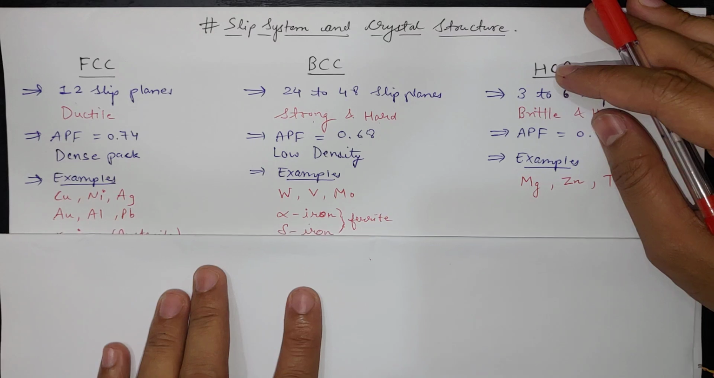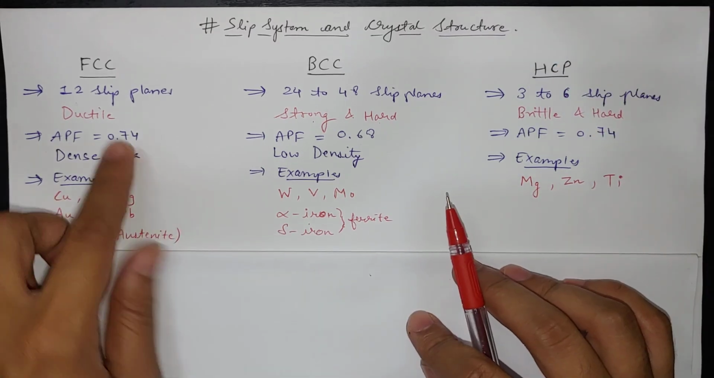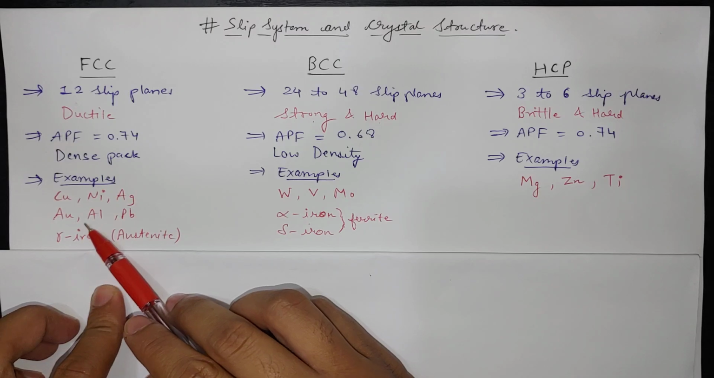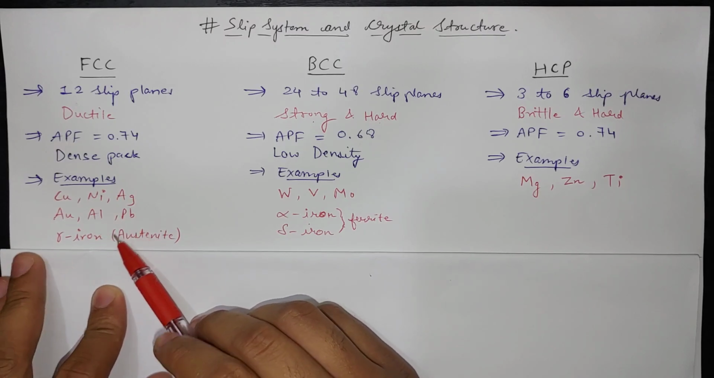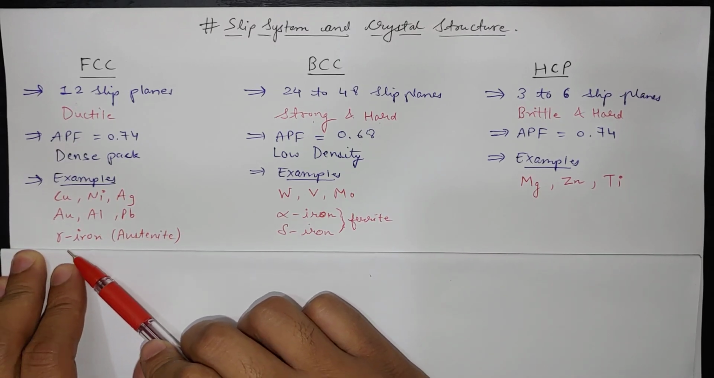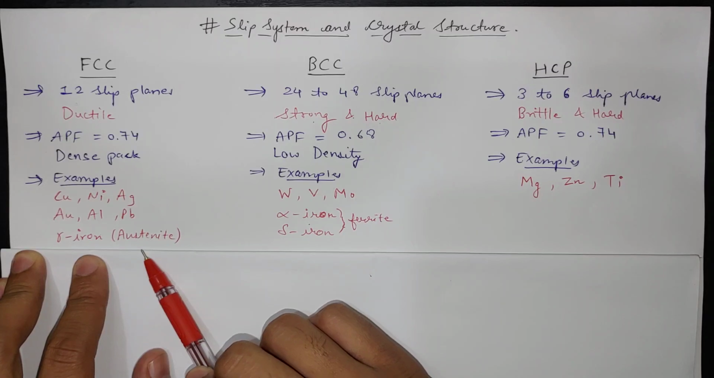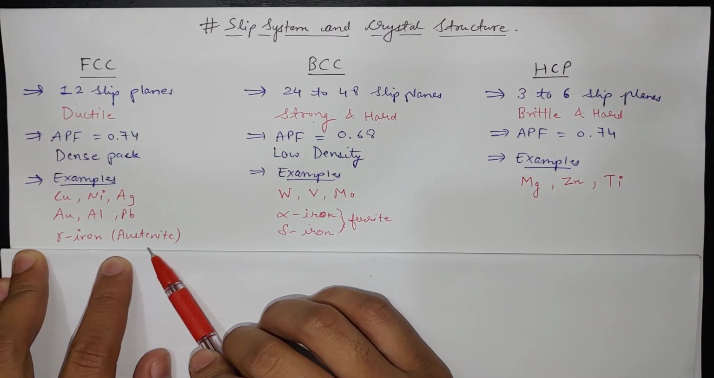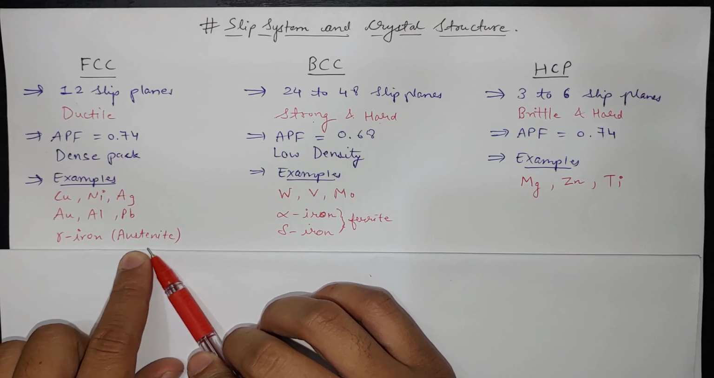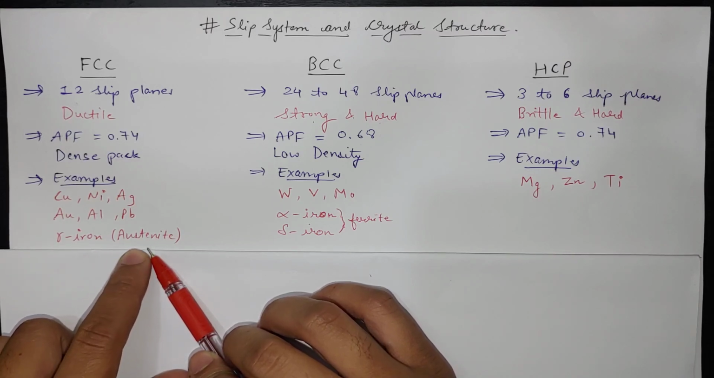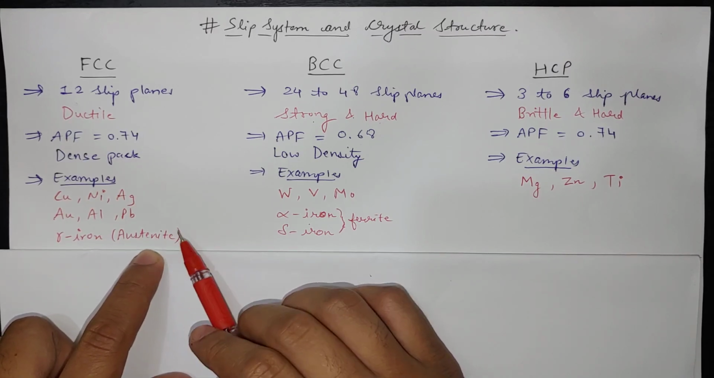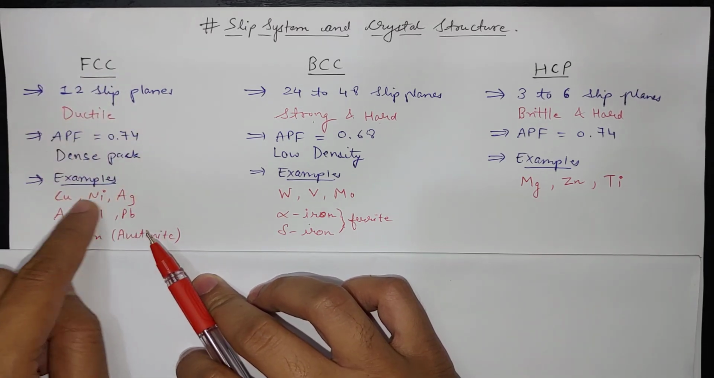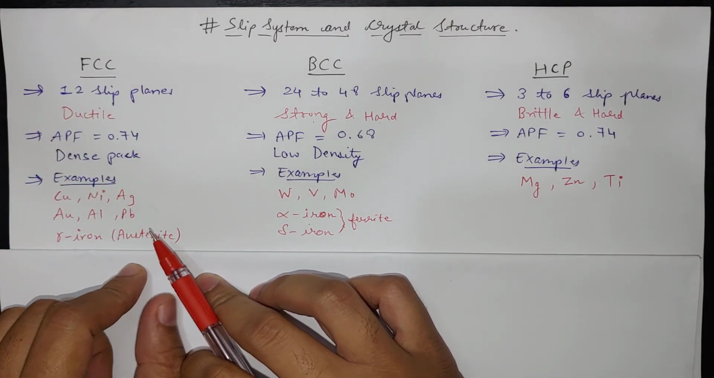Some examples of FCC ductile materials are copper, nickel, silver, gold, aluminium, lead, and gamma iron, which is austenite, which is in FCC phase for a particular range of temperature. So when iron is at some particular range of temperature, it is in austenite phase, which is FCC structure, so it is soft. These materials are soft because of more number of slip planes.